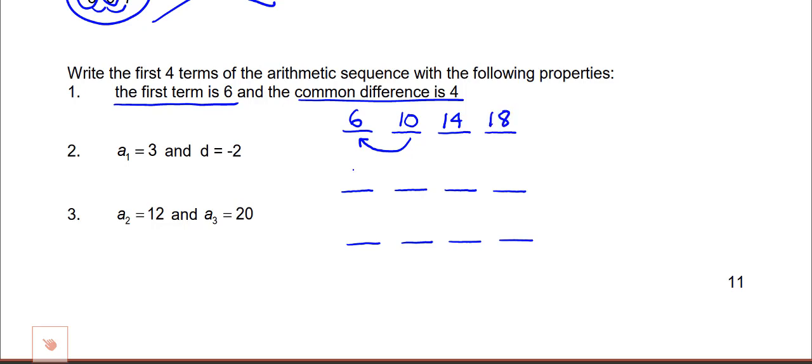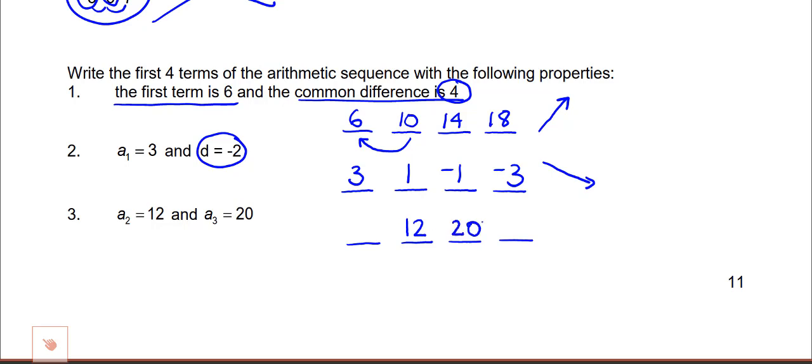Now, first term is 3, but this time, who's the next term? 1, and then? And then? So if the d value is positive, the sequence is going to increase, isn't it? If the d value is negative, the sequence is going to decrease, isn't it? So then if I put the second term is 12 and the third term is 20, who is the d value? 8. What's the next term up? What's the next term back? Good.